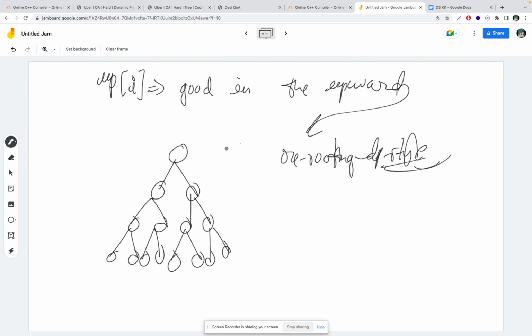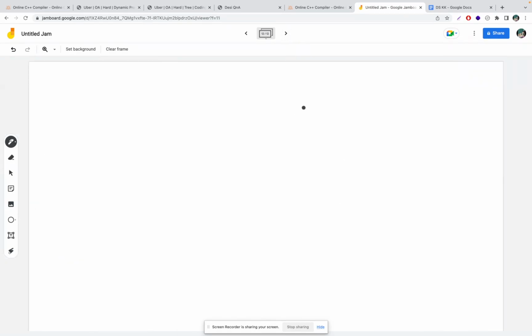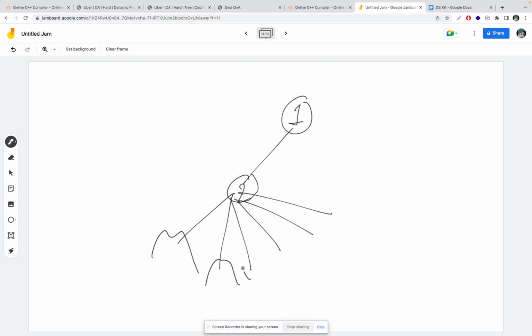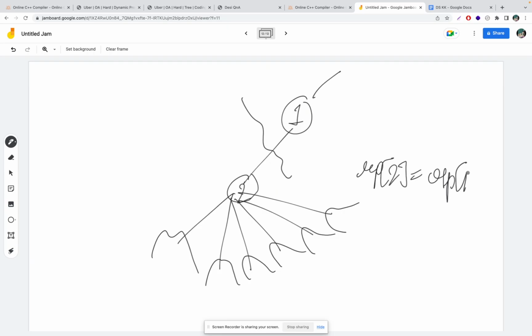So what is up of 1? Up of 1 is 0 because there are no nodes above. Now let's just assume that this is 1 and this is 2, and we have so many nodes and subtrees below. The full tree can be imagined like this. So up of 2 will be what? Nothing but up of 1, whatever good nodes were there for 1, I just add them for ourselves. So up of 2 is nothing but up of 1 plus 1. Why? Because up of 1 does not include 1, so you have to add this also. As simple as that.